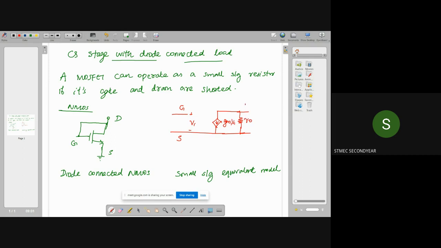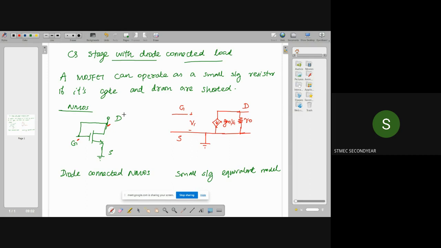Okay, so this is our drain terminal, gate terminal, and in this circuit we are connecting the source to ground. One more thing: in a diode connected load, this is a normal NMOS. In a diode connected load we are connecting the drain and gate together. So I have a small signal equivalent circuit model for the diode connected NMOS.